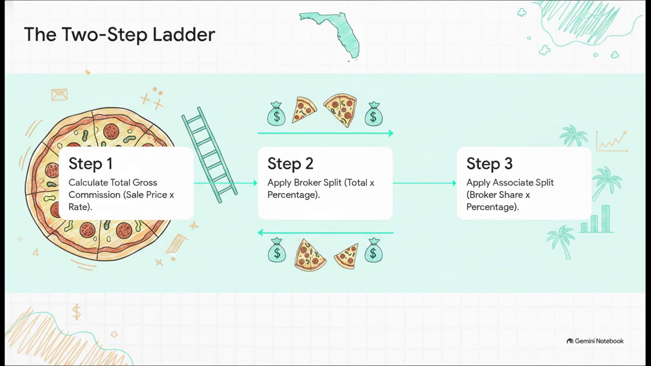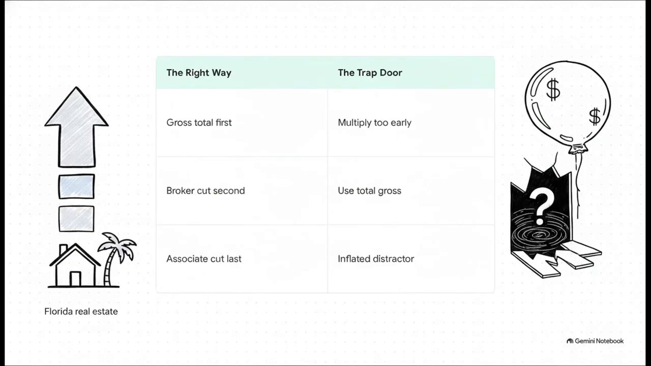A great way to visualize this is to treat the total commission like a whole pizza. You have to bake the whole pizza first before you can ever start handing out individual slices to the agents. This is absolutely crucial because if you skip a chronological step, say multiplying percentages too early, you are going to fall right through a trapdoor.